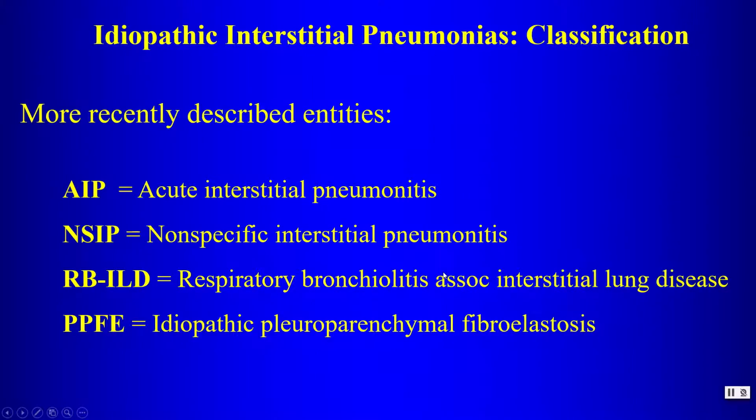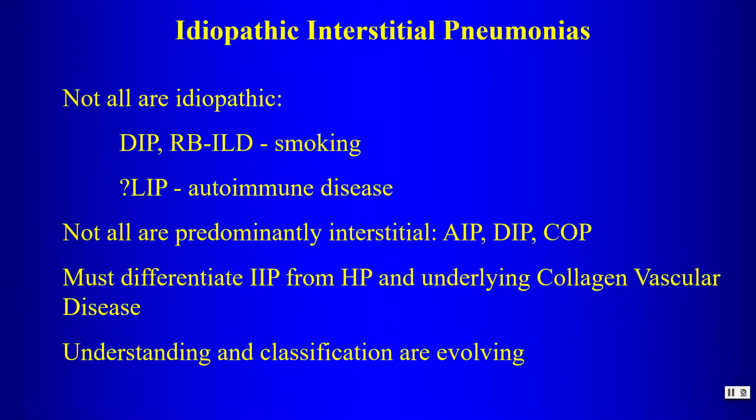Now this gets us into the alphabet soup of all of these entities that you need to be familiar with. But since Liebow first described those, there have been other entities also described. AIP, which stands for acute interstitial pneumonitis, NSIP, which stands for non-specific interstitial pneumonitis, RBILD for respiratory bronchiolitis associated interstitial lung disease, and PPFE, the most recent one which is described, which stands for idiopathic pleuroparenchymal fibroelastosis.